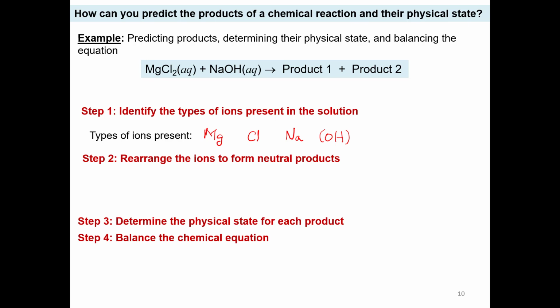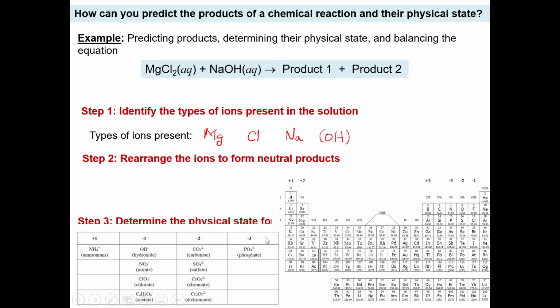To know the charge of each of these ions, we will use the periodic table and the table in which we had the polyatomic ions. And in the case of magnesium, we can see magnesium is +2 because it's in the second column. Then magnesium is +2. Chlorine is -1. Sodium is +1. It's in the first group.